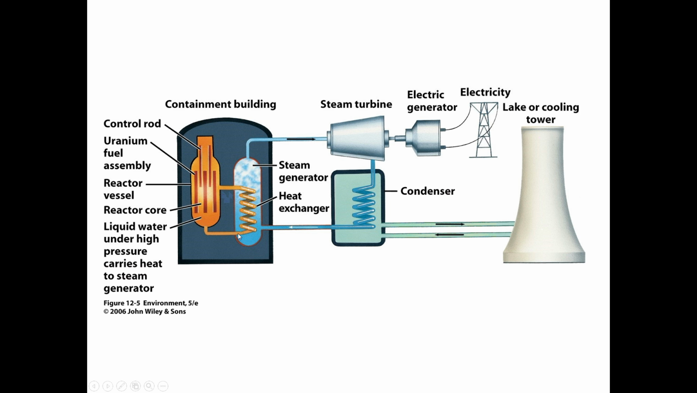So here we have our steam generator, and we have our heat exchanger. You can see these coils here where the heat is going to transfer from the primary circuit to the secondary circuit. Remember that the water itself does not. So the water in the primary circuit stays in the primary circuit. It never mixes with the water in the secondary circuit.